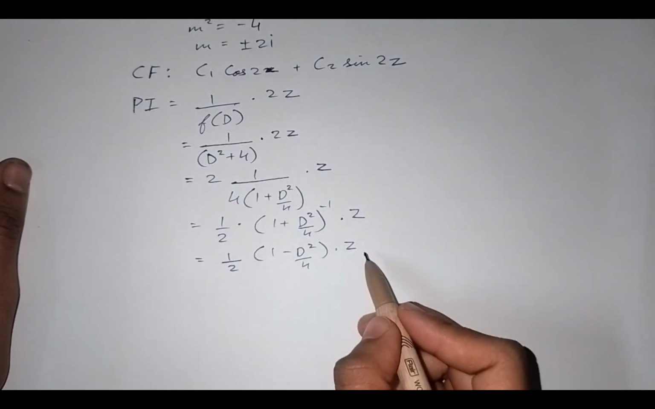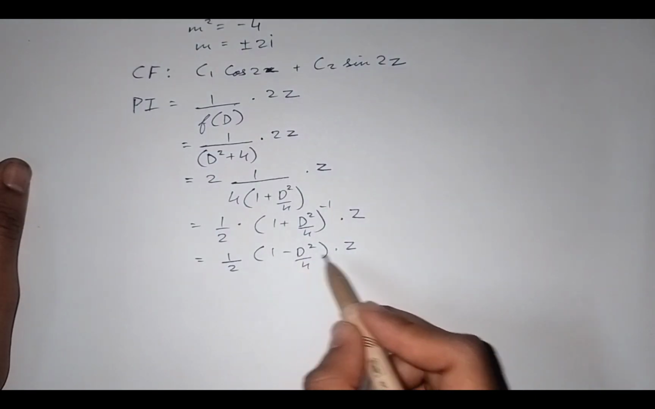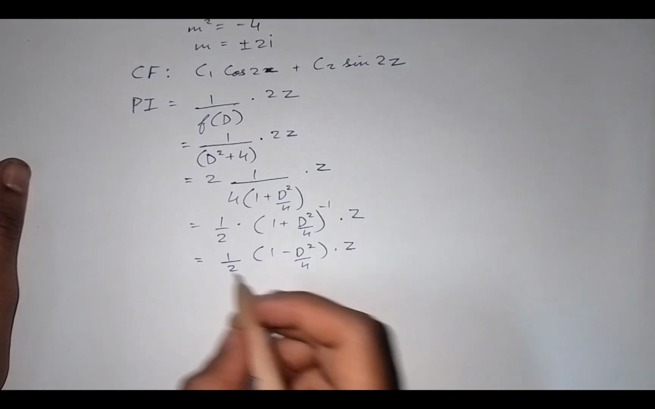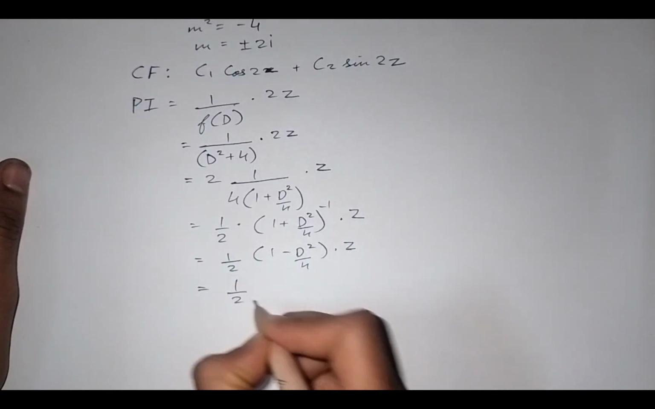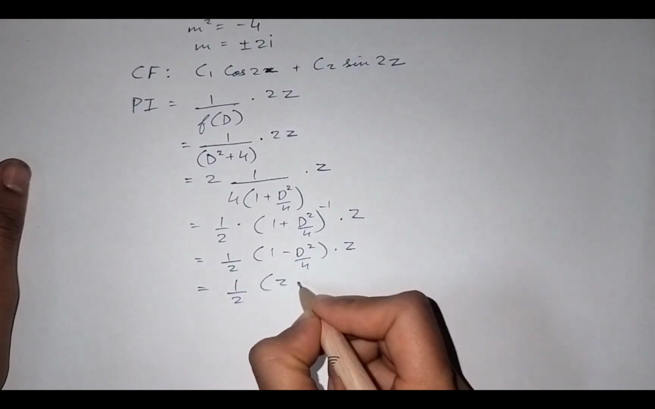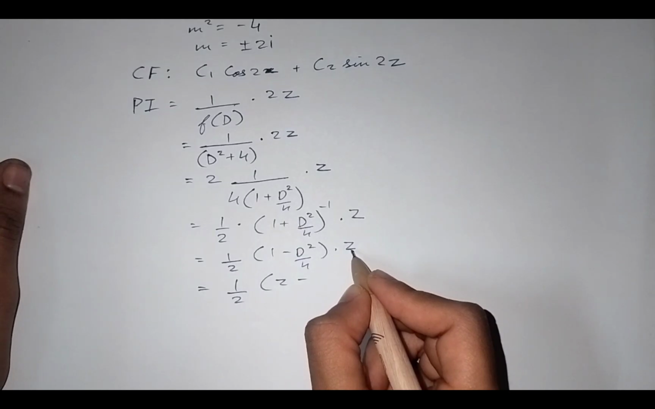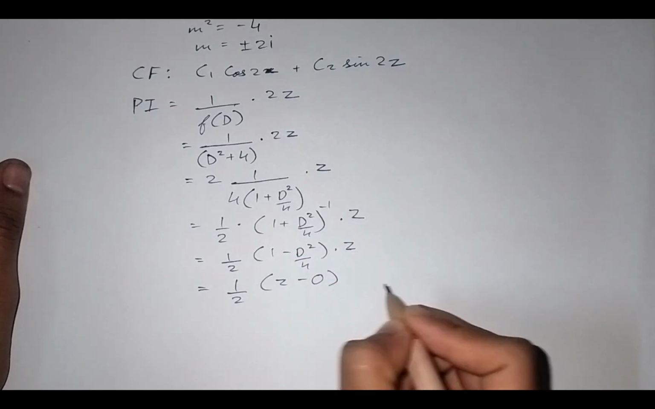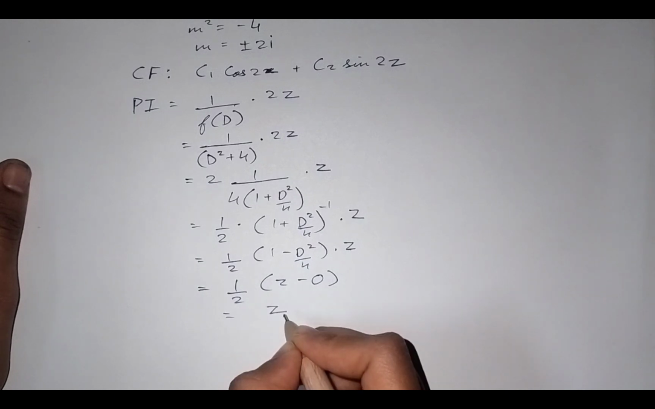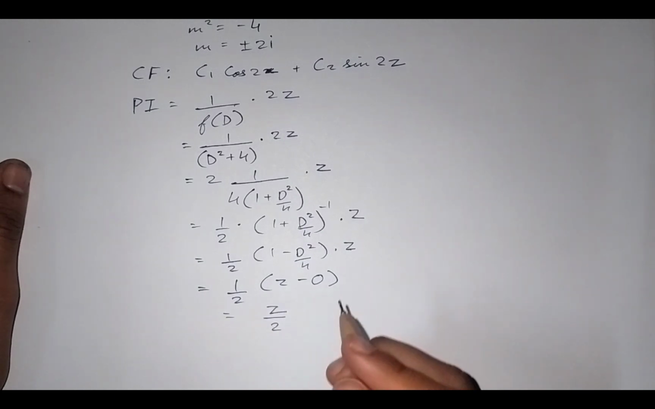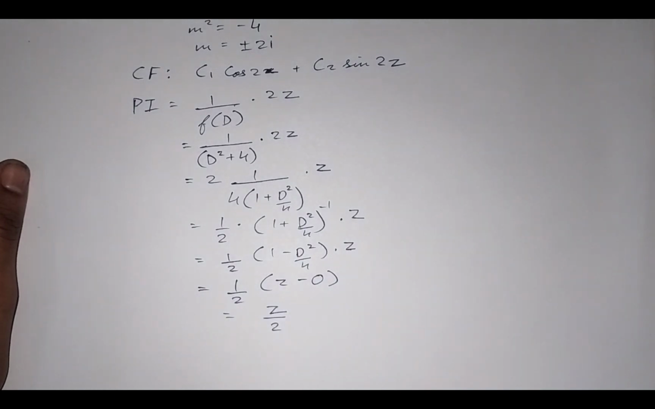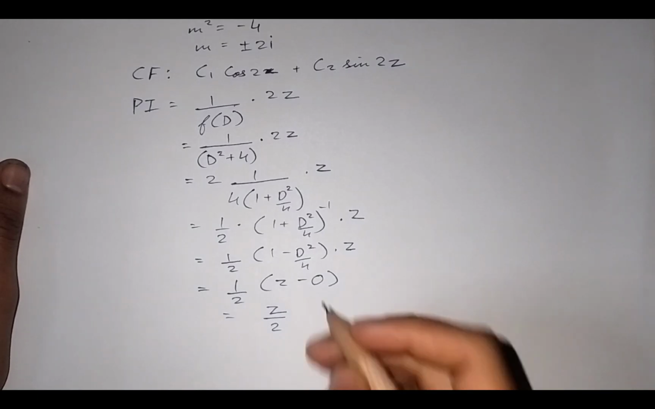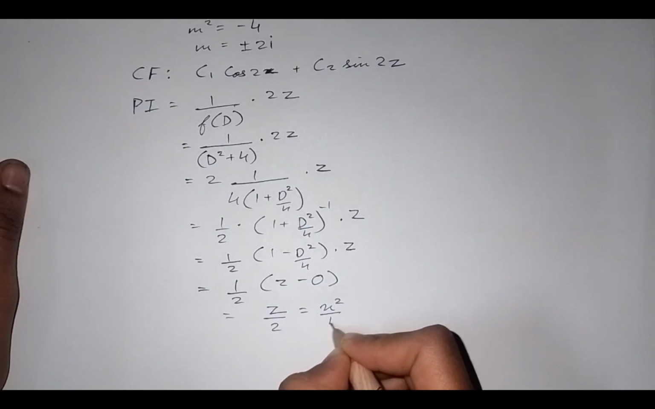This can be extended more, but any bigger derivative will cause z to become 0, so there's no point in expanding it more. Multiplying z inside, we get z minus the first derivative of z becomes 1, and the second derivative becomes 0. Now we get the final answer as z by 2, and since z is equal to x square by 2, this becomes x square by 4.